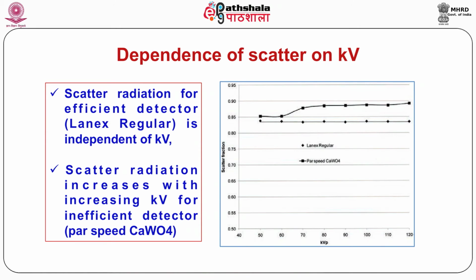It is observed from this figure that the scatter fraction for the Kodak Lanex Regular is independent of kV setting, whereas the scatter fraction increases with energy for the par speed calcium tungstate screen.